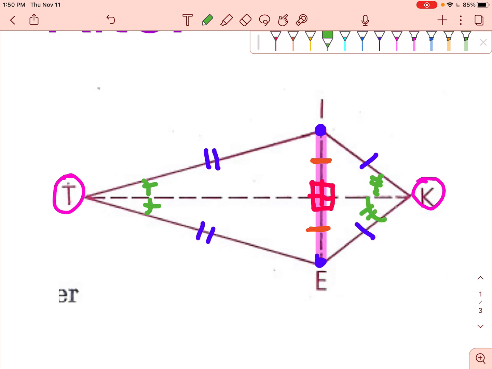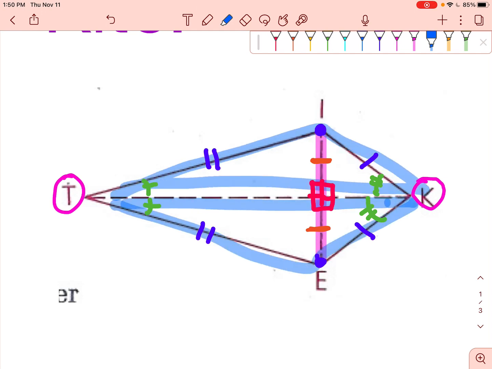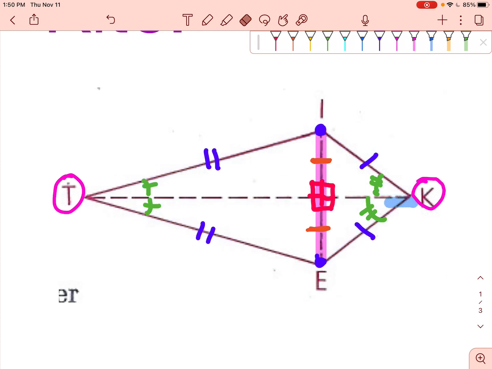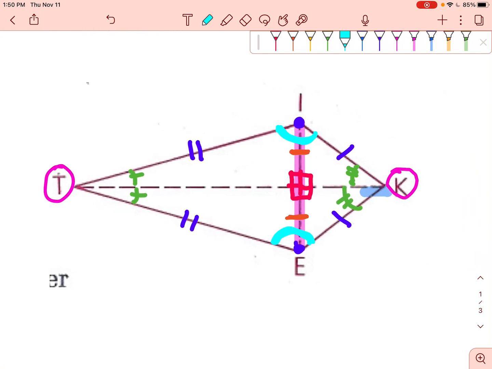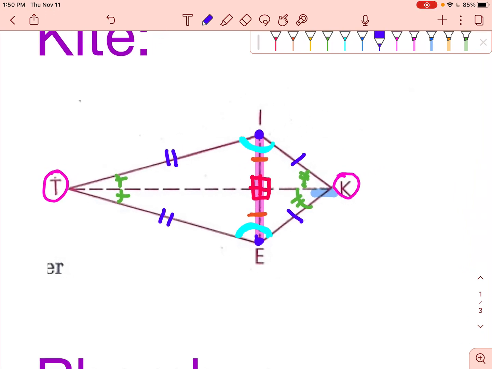One pair of the opposite angles are going to be congruent to each other, and we can easily prove that by congruent triangles. We can get this blue triangle by side, side, side equal to this blue triangle by side, side, side. But a shortcut is, because this is a kite, we know that angle TIK is equal to this angle, TEK. So one pair of angles will get bisected by the perpendicular bisector, and the other pair of angles are always going to be congruent to each other. Again, you can prove this using triangles.